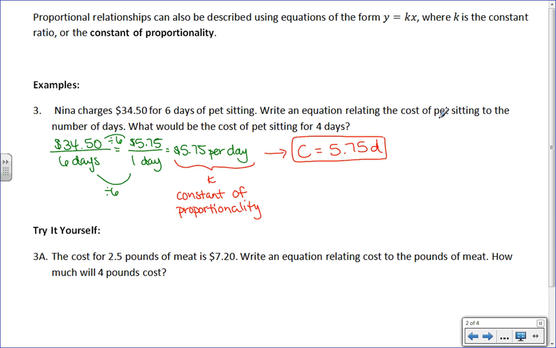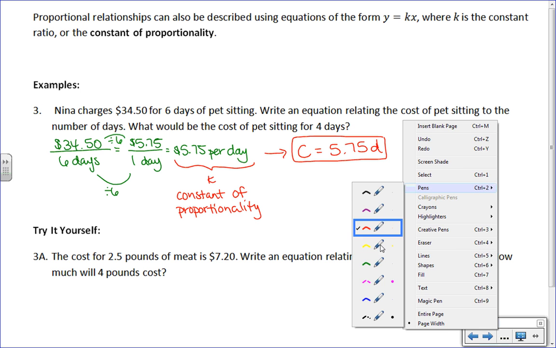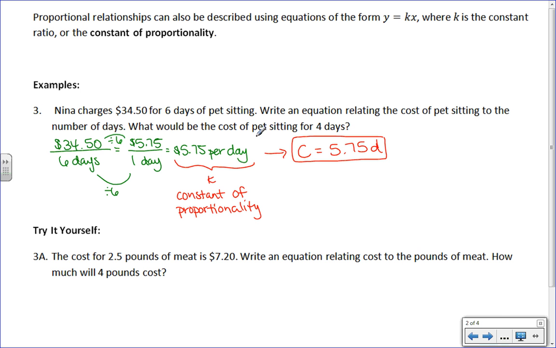Write an equation relating the cost of pet sitting to the number of days. Now from here, if we want to find the cost of pet sitting for 4 days, this is days, so this will replace the D in our equation. So C equals 5.75 times 4. And then when we multiply these, this will give us that C, the cost, is equal to $23.